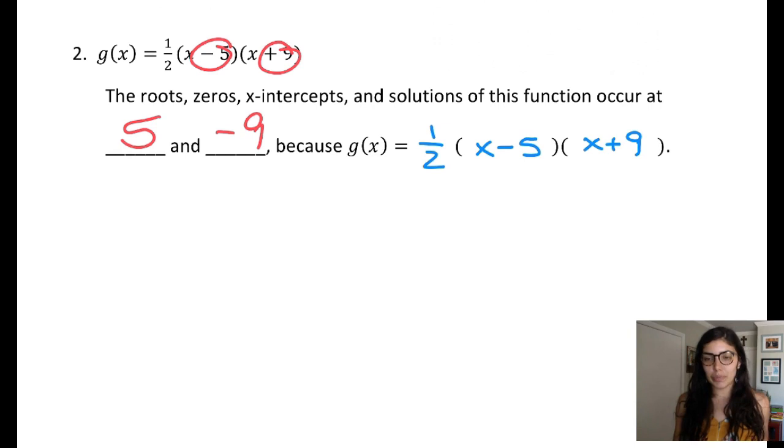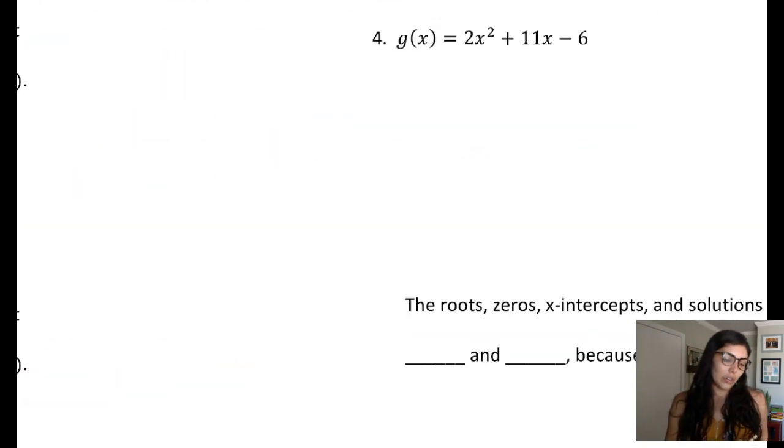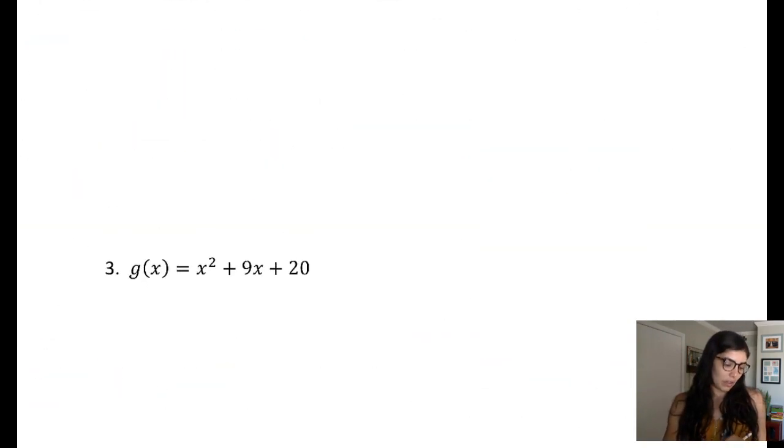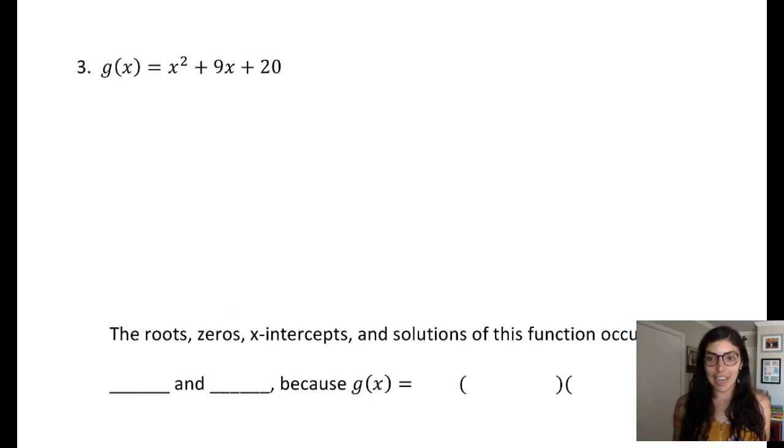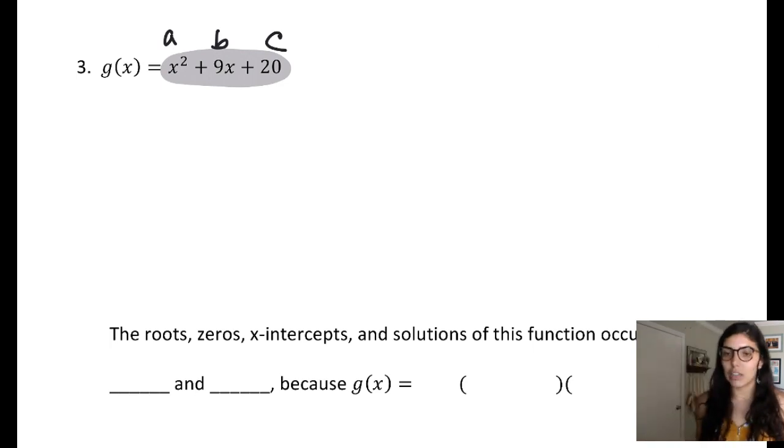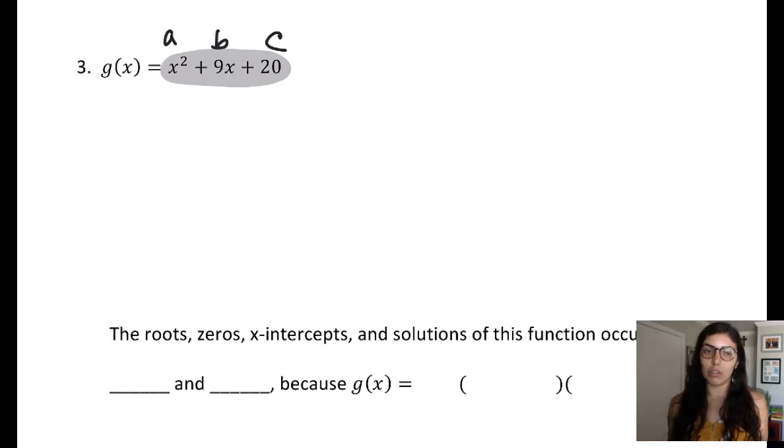Really super simple. On the inside of the notes, you have a problem right here, number 3. Now, number 3 is not written yet in intercept form. If you notice, this is written in standard form, which means that we have an A, a B, and a C. Now, if we want to get it into factored form so that we can talk about the roots, zeros, x-intercepts, and solutions, all that we'd have to do is factor this. To factor it, we always set up and solve an X puzzle.